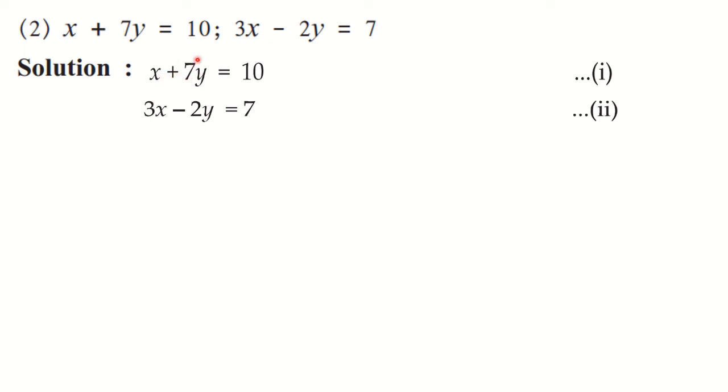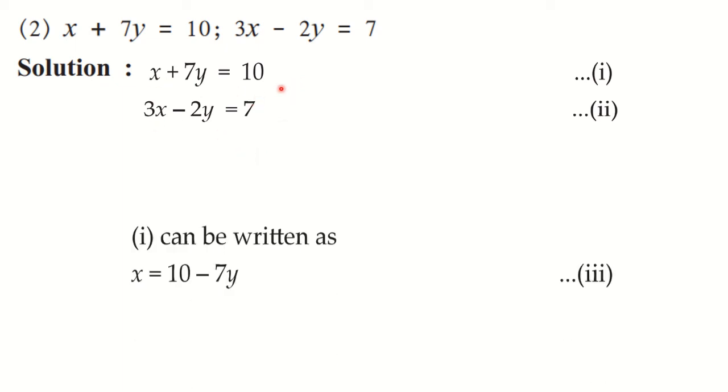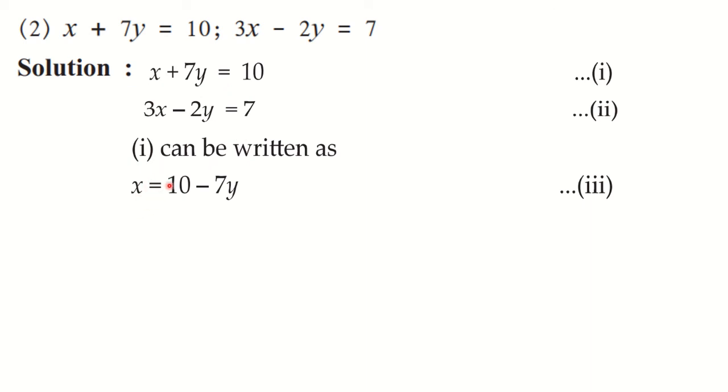I can shift this plus 7y to right hand side and I will get value of x in the form of y. So from this equation 1, I can write down x as 10 minus 7y. See, this plus 7y is shifted to right hand side and therefore value of x is 10 minus 7y. Number this as equation 3. Now we have used equation 1 to write down this value.